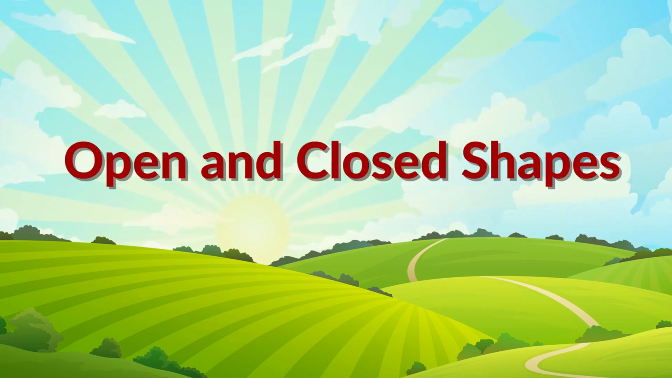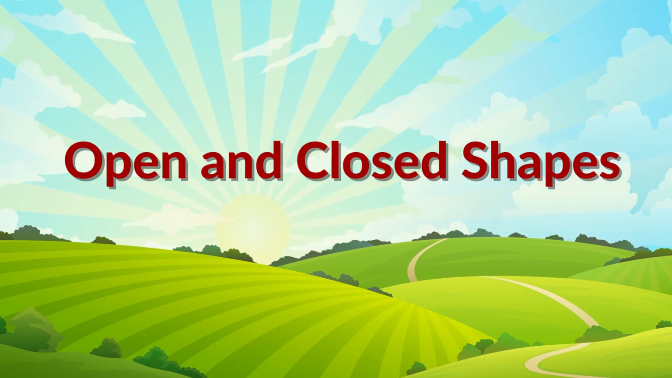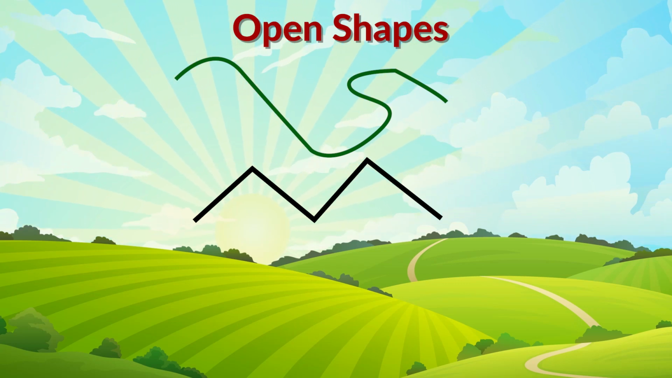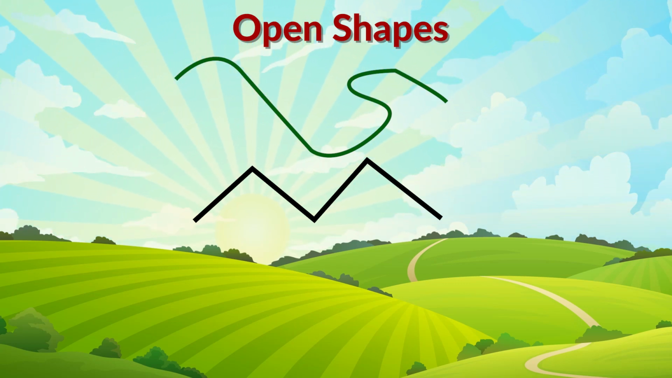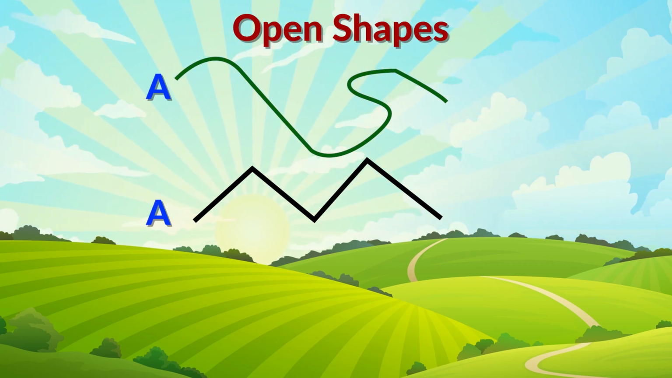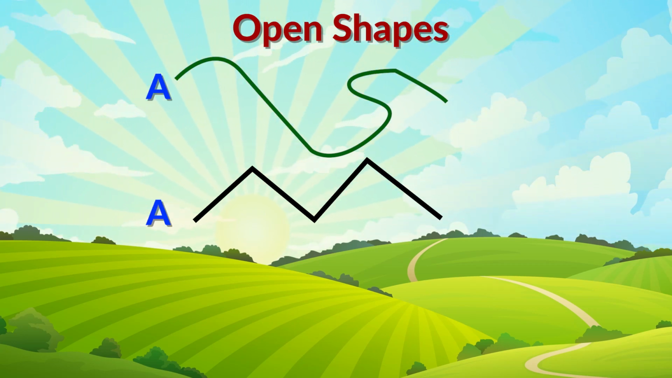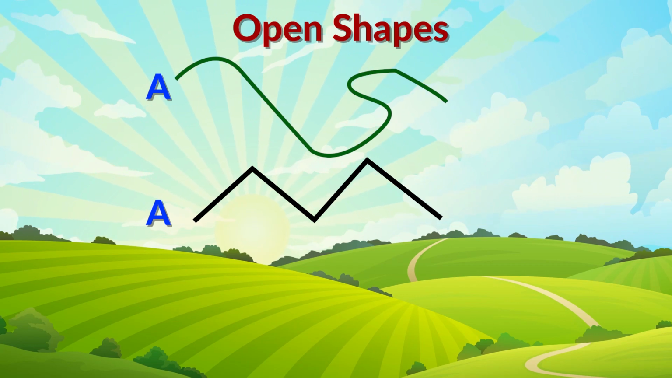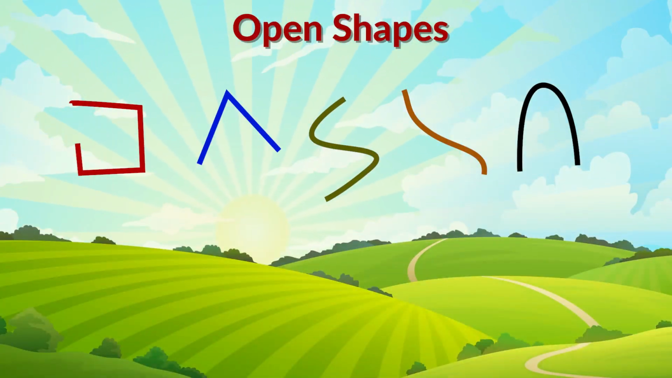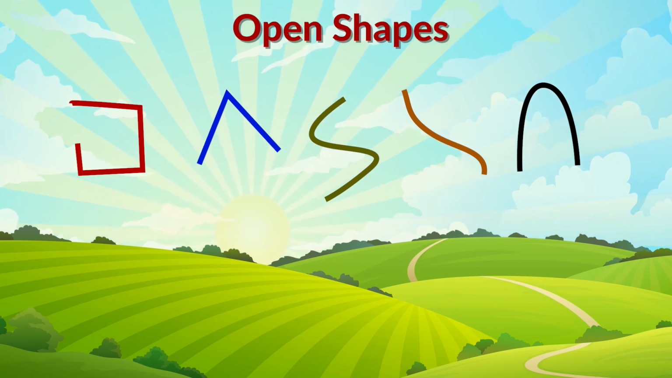First of all, let's ask ourselves, what is an open shape? Well, open shapes are shapes whose straight lines or curves do not meet. They start at a point, let's say A, and then end at an entirely different point, which we call point B. Now, here are other examples of open shapes.